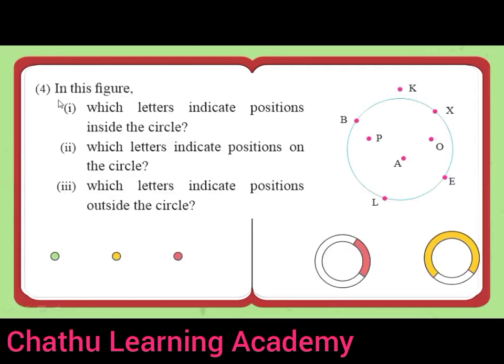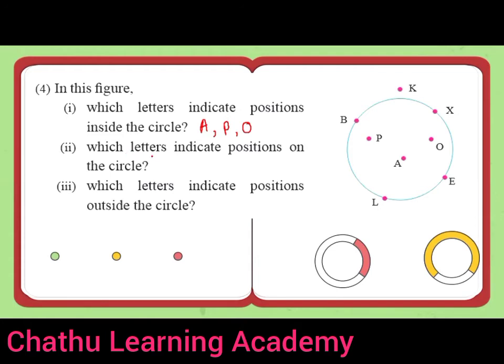Look at the fourth question. Which letters indicate positions inside the circle? Then what are the letters inside the circle? It means inside the boundary line. This is the boundary line. Then there are three letters: A, P and O.